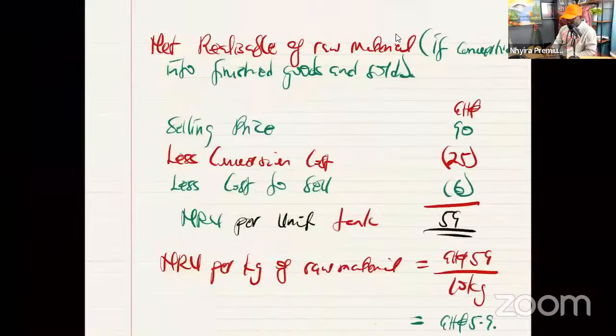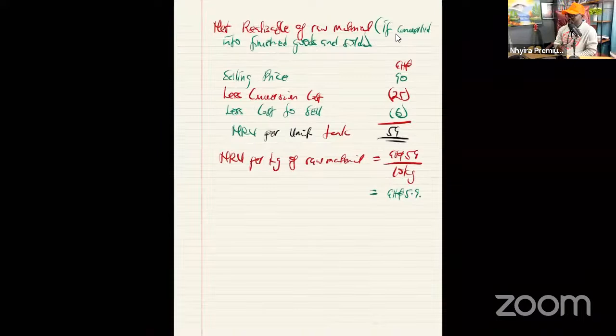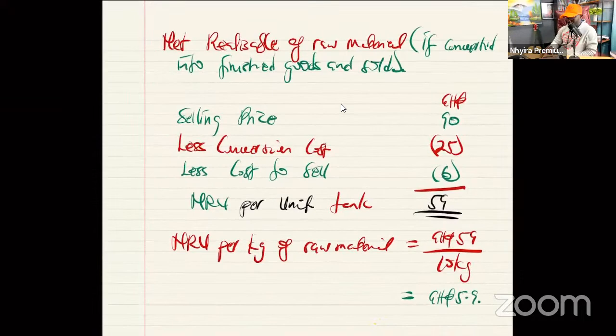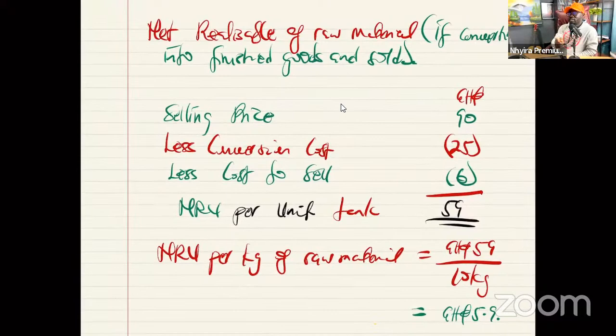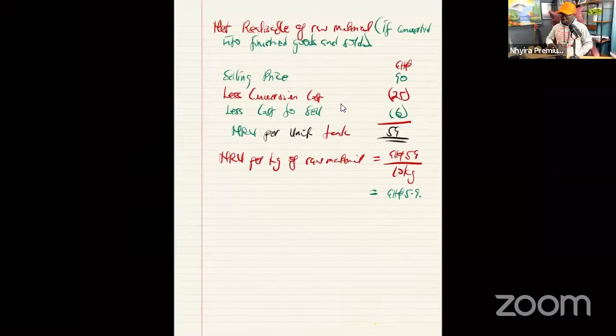I'm seeing a chat coming in. Please, why are we leasing conversion costs to the net? I think you're saying lessen conversion cost to net realizable value. Yeah, because the assumption we are making here is that we are converting the raw material into finished goods. So if you are converting the raw material into finished goods, what is the net realizable value? That is the rationale here. That is why the conversion cost must be deducted, because the conversion cost will be incurred in order for us to convert the raw material into the finished goods. Let me know if that makes sense.